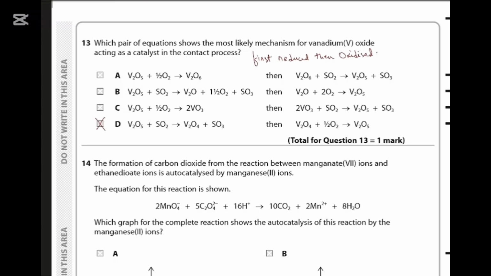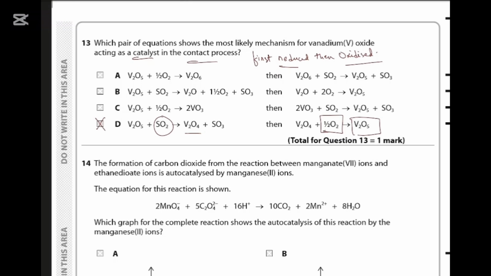Number 13, which pair of equations shows the most likely mechanism for vanadium(V) oxide acting as a catalyst in the contact process? Okay, so in the contact process, we know that the vanadium is first reduced and then oxidized. So V2O5 will be reduced by sulfur dioxide to V2O4, and then this V2O4 will be recovered to its initial form by oxidizing it with oxygen.